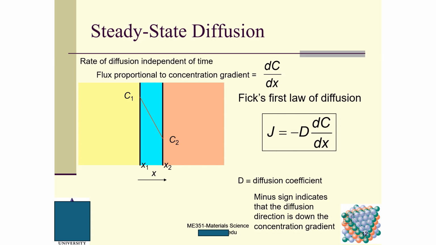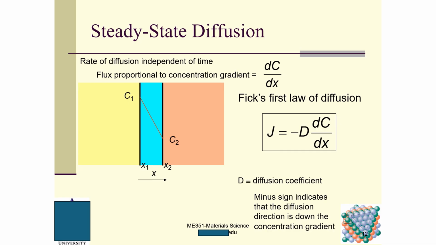Then we talk about steady state diffusion. The rate of diffusion is independent of time. So this is steady state diffusion. The flux is proportional to the concentration gradient. As I said, gradient means that you can see how the concentration changes with respect to the position x. The position is one dimensional.